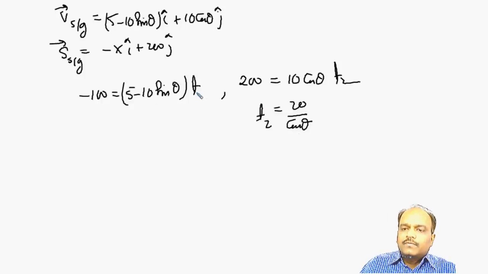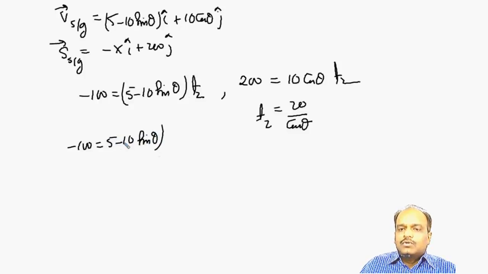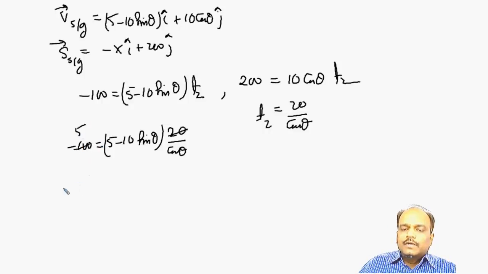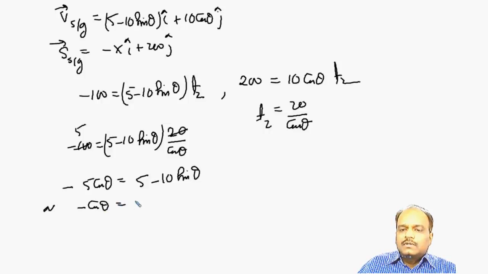Now if I substitute the value of t2 here, we get minus 100 is equal to 5 minus 10 sin theta into t2, that is t2 means 20 by cos theta. So this 20 and 100 will cancel out to become 5. So we get minus 5 cos theta is equal to 5 minus 10 sin theta, or minus cos theta is equal to 1 minus 2 sin theta, or cos theta is equal to 2 sin theta minus 1.